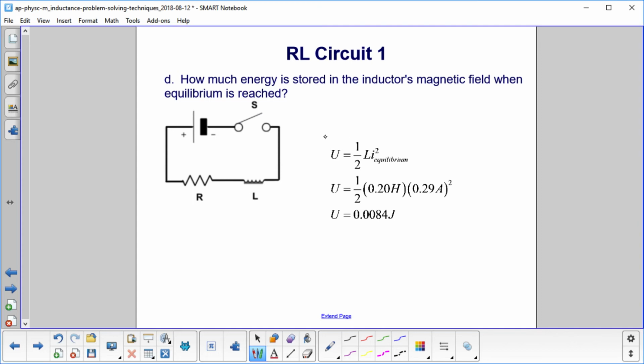How much energy is stored in the inductor's magnetic field when equilibrium is reached? We use our potential energy equation, and equilibrium is when we have the max current, which we found on the previous slide. We plug in a number there, and we get 0.0084 joules.